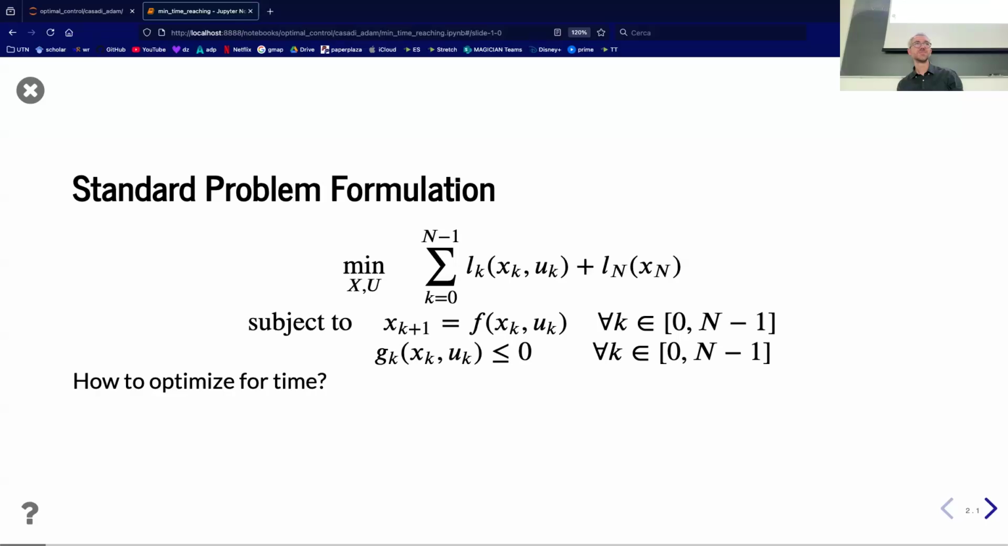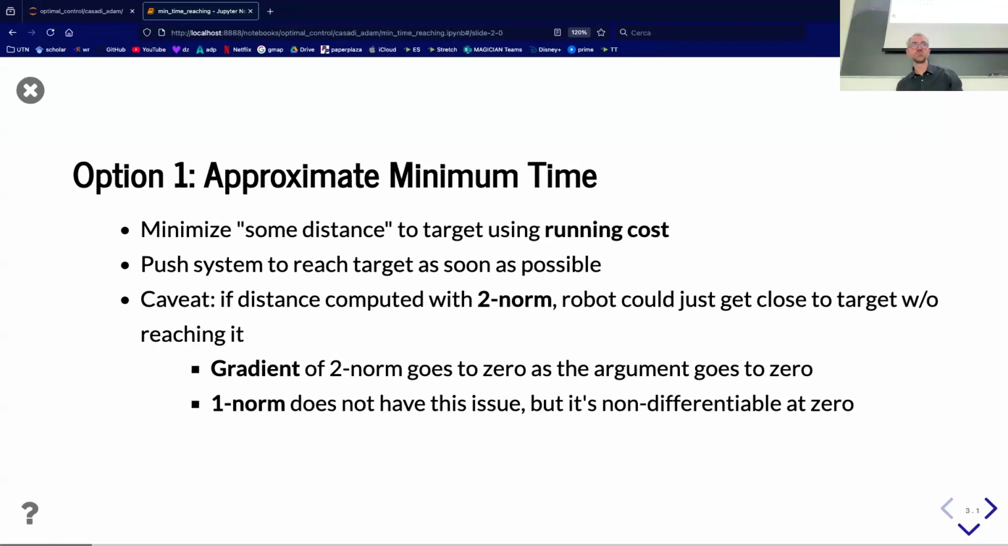Minimize distance to the target, so trajectory. Yeah, so one option, which I think is the most intuitive one, is to use the running cost to minimize the distance to the target. And intuitively, that's going to push the solver to find a trajectory that gets close to the target as soon as possible.